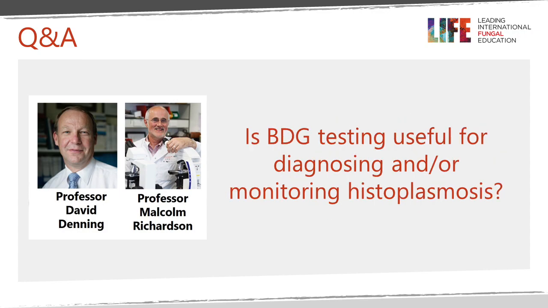Okay, and again, questions which reflect where the attendees are working. What about histoplasmosis? Is this test useful at all in the diagnosis of histoplasmosis? And the questioner specifically asks about African histoplasmosis, either for diagnosis or monitoring therapy. There's very few data for BDG and histo. There's a recent meta-analysis from the US where they looked at ATS recommendations for management of patients with fungal infections, and they concluded that there wasn't enough data to make a recommendation.